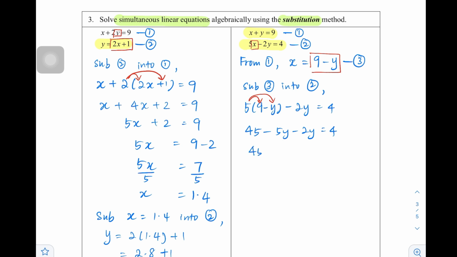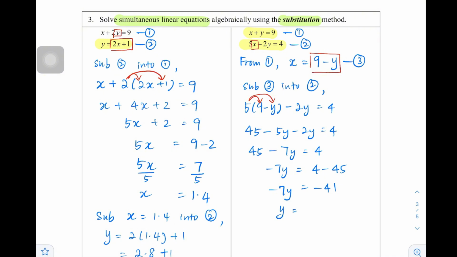So I have 45 minus 5y minus 2y, which is minus 7y, equals 4. In order to find y, I will first need to subtract 45 on both sides. So I have 4 minus 45. 4 minus 45 is negative 41. So I have negative 7y equals negative 41.